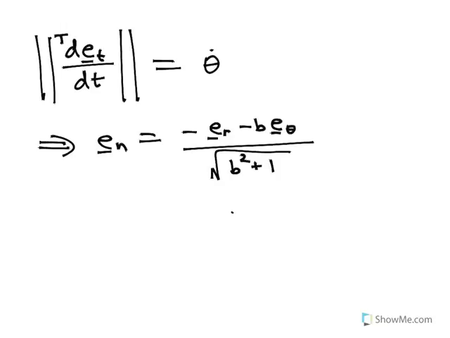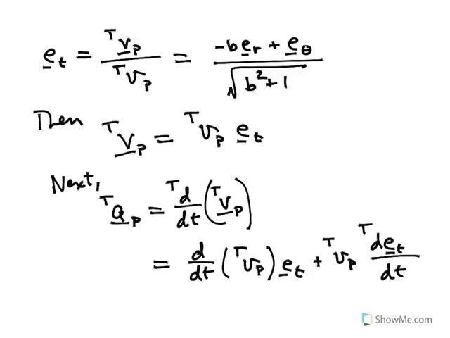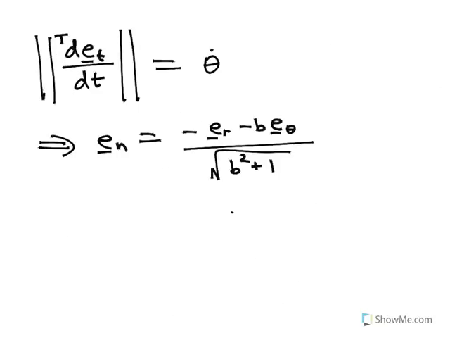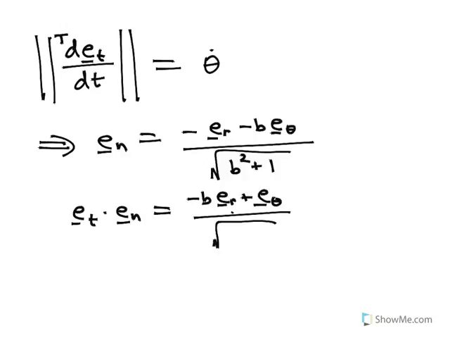Now, one thing we can do to check that we did this correctly is to take Et dotted with En. Remember the expression for Et? It's minus B ER plus E theta, divided by the square root of b squared plus 1. Let's take Et dotted with En. What was Et equal to? It was minus B ER plus E theta, all divided by the square root of b squared plus 1, dotted with minus ER minus B E theta.